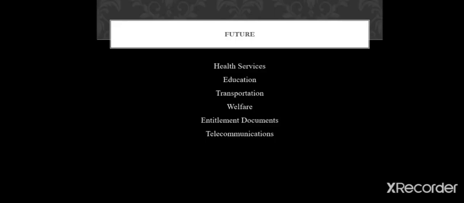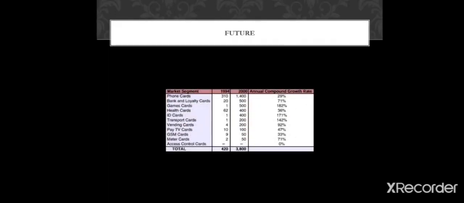The future of smart cards. In future, it can be used in health services, education, transport, welfare, entitlement documents, and telecommunications. As you can see in the chart, in 1994 the total use of smart cards was 420, but in 2000 it rapidly increased to 3800.